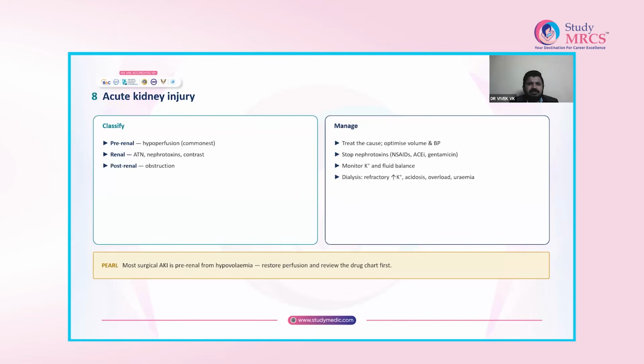So most surgical AKI is pre-renal from the hypovolemia. You have to restore the perfusion and you have to review the drug chart first. That's a very important point. That is acute kidney injury in a post-surgical patient, which may be due to hypovolemia.